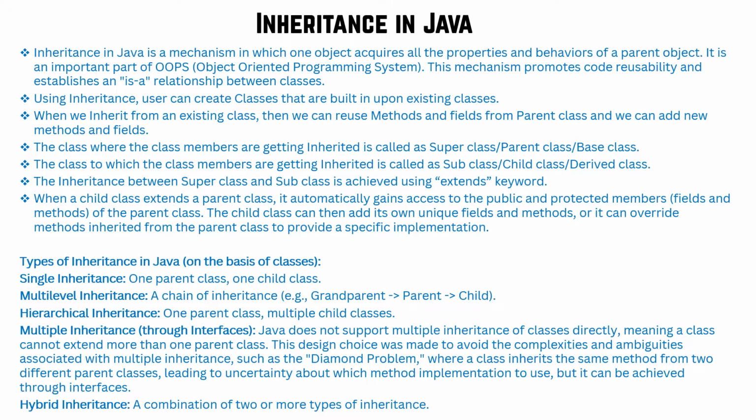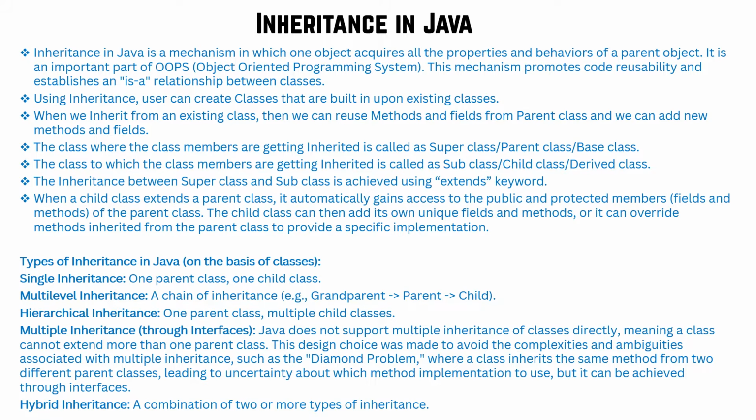Single level inheritance, or single inheritance, is one parent and one child class. Multi-level is a chain of inheritance. It can be like heredity-wise: grandparent, parent, child, or maybe even before that. Hierarchical inheritance is where one parent can have multiple child classes. Definitely in our life also, one parent can have multiple children, there is no problem. Three, four, ten, one, two, anything.